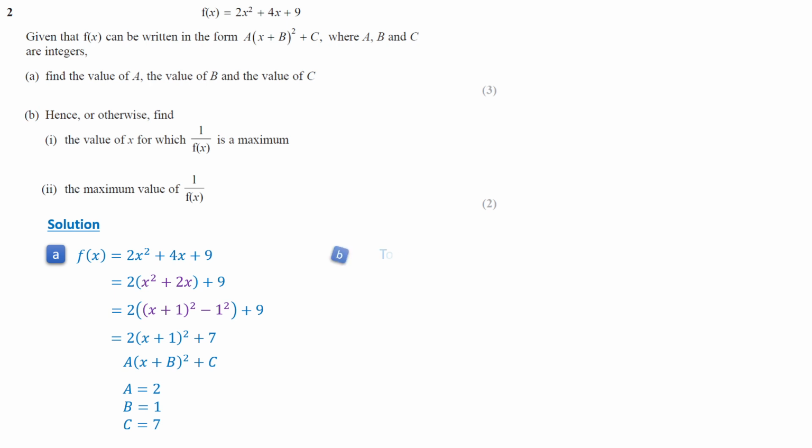The function 1 over f of x reaches its maximum when the squared part, x plus 1 squared, equals 0, because the square of any number is always non-negative. For x plus 1 squared equals 0, we have x equals negative 1. At x equals negative 1, the maximum value of 1 over f of x is 1 over 7.